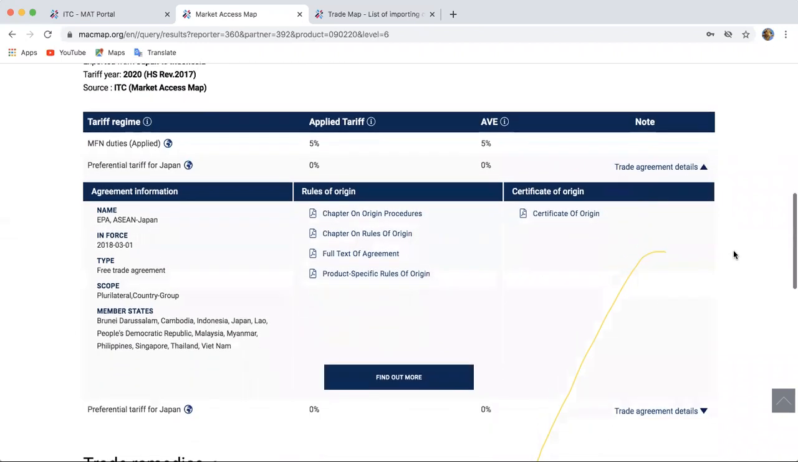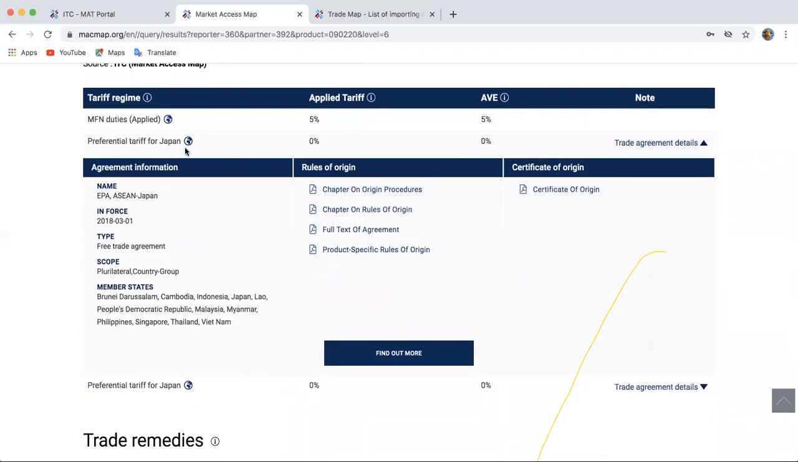so it becomes clear. Here we see that there is a preferential tariff for Japan under the ASEAN agreement. And here you can see some more information, which other countries are part of this agreement. And then you see that there are rules of origin. So to be able to take advantage of this 0%, you need to be able to prove that your product is actually originating from Japan. So you need to read very carefully what are the rules to prove that your product is from your origin.